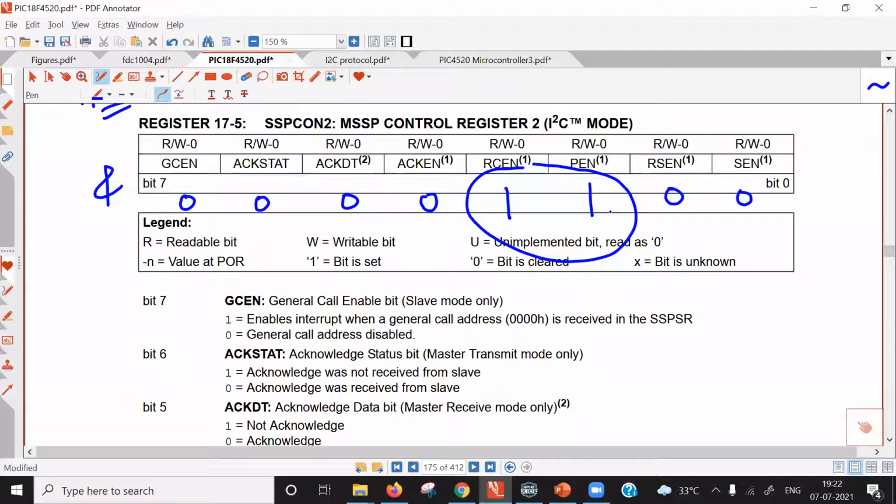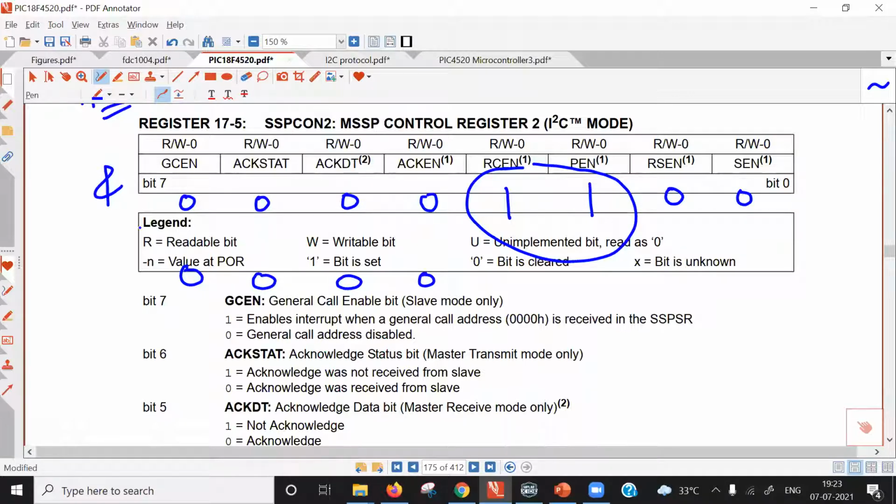So what I am doing is an ANDing operation to check whether reception is in progress or not. Only these two bits are important; other bits are not important. So we must check only these two bits. The GCN bit may have any value. When you AND the GCN bit with 0, the result is 0. When you AND the ACK STAT bit with 0, the result is 0. ANDing ACK DT with 0, 0. ACK enable bit, the result is 0. I am doing bit by bit ANDing here.